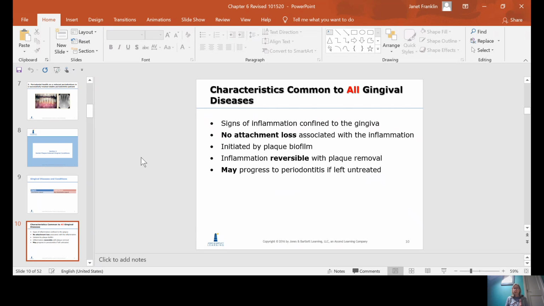So in other words, the junctional epithelium should still be attached just slightly above the CEJ. The bone levels should be 0 to 2 millimeters below the CEJ. It's initiated by plaque biofilm, and the inflammation is reversible with plaque removal. So if they remove all their plaque, it's reversible, and it may progress to periodontitis if left untreated. So these are gingival diseases, not gingival conditions.